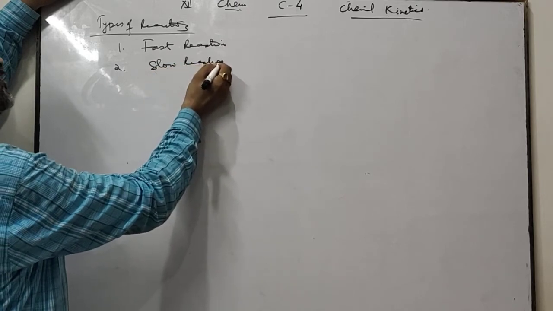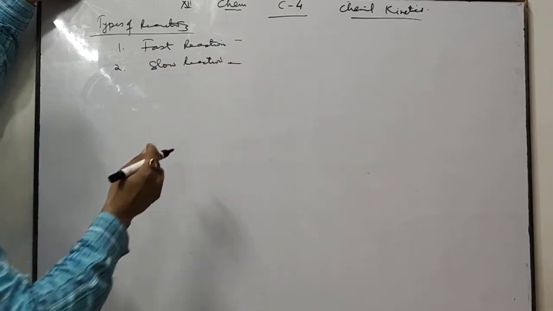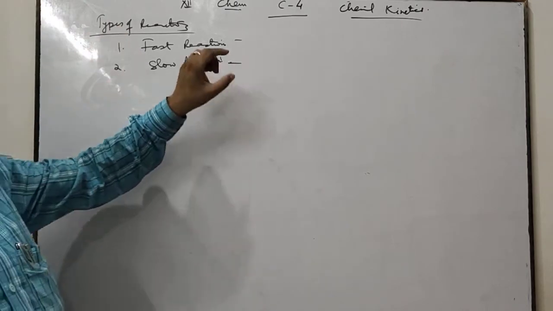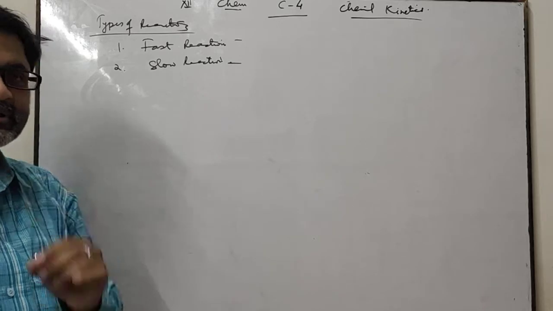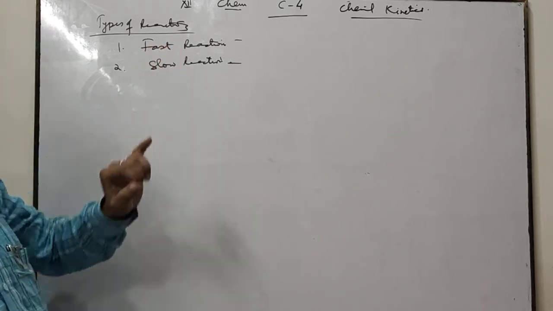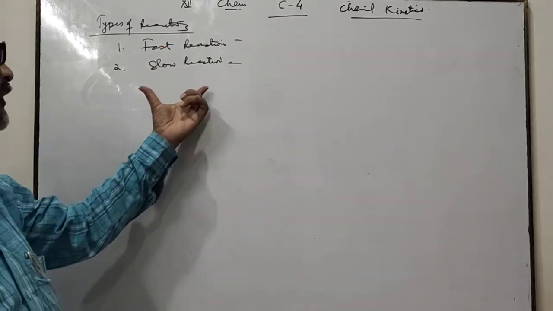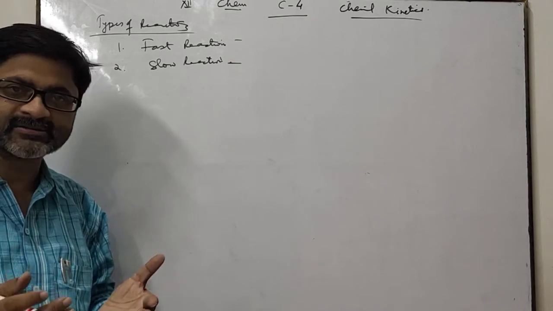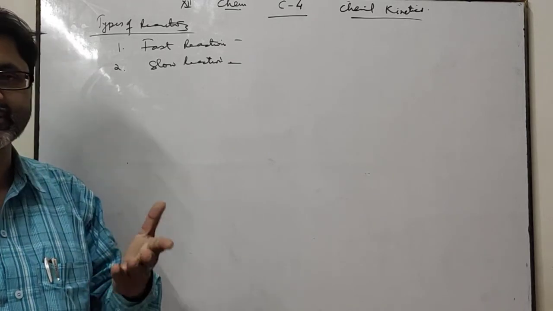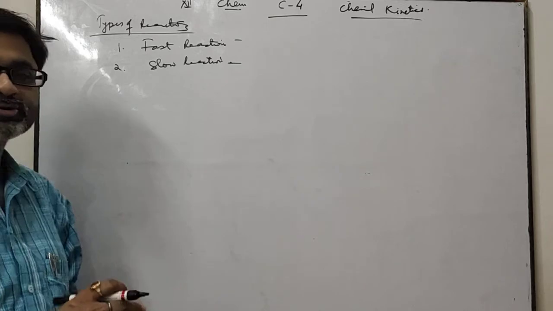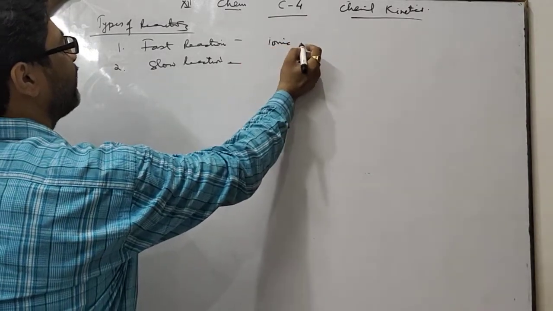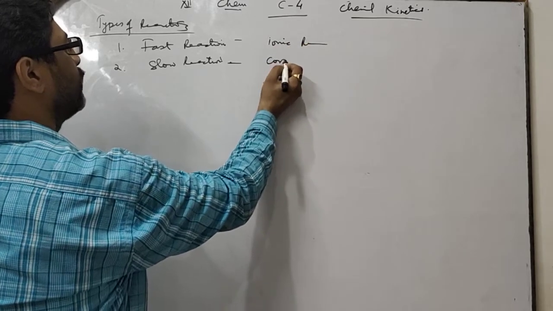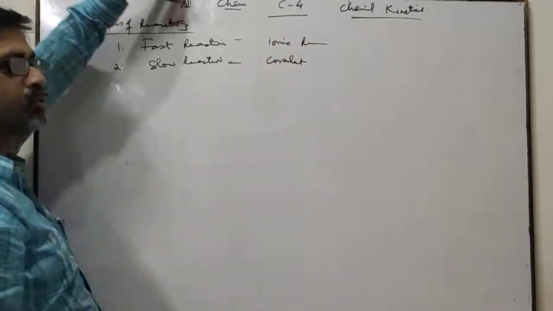Those reactions which take very little time, meaning within 1 second, if a reaction completes within a second, then it is called a fast reaction. And if the reaction takes minutes, hours, days, years, then they are called slow reactions. All ionic reactions are fast reactions and covalent reactions are slow reactions.